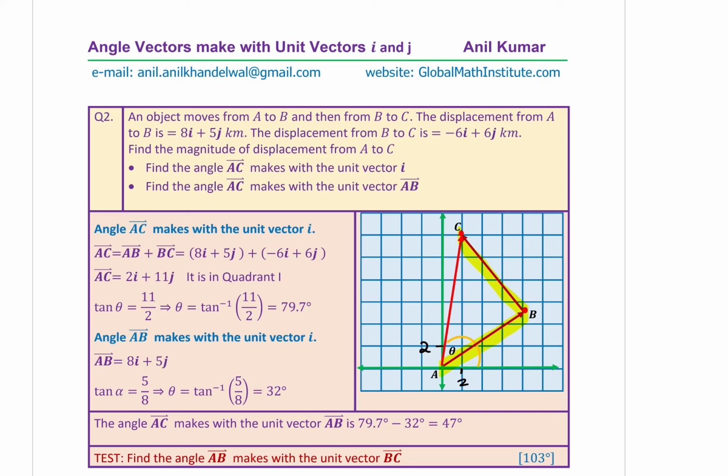So we'll leave that for the moment, but we'll focus on finding the angle AC makes with the unit vector AB. So that is the question for you, right? You need to find the angle AC makes with the unit vector AB. So along this vector, your question is to find this particular angle, which is phi, correct? So I'm writing here phi. That is your test question, correct? So this is your test question to be solved.